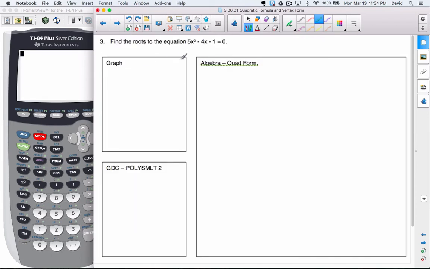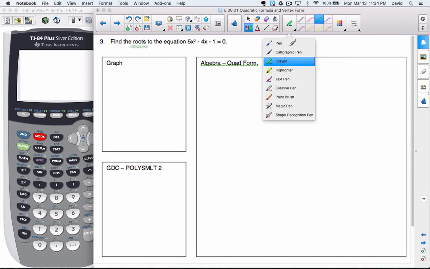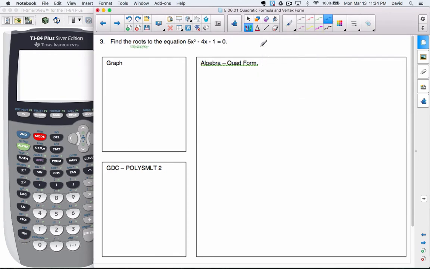All right, so here we go. First thing we're going to do, we're going to find the roots of this particular equation. Roots is another way of asking just to solve for x, or find the zeros, or find the roots, or find the x-intercepts, or find the solutions. These are all words to mean the same thing, and you should make a note about those 4 different ways to ask the same question.